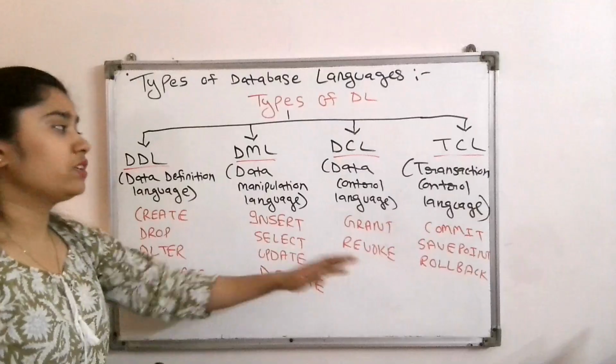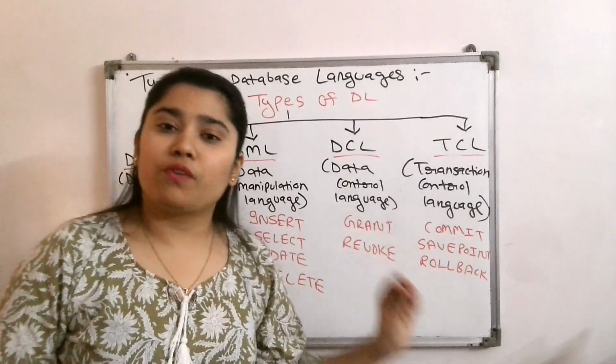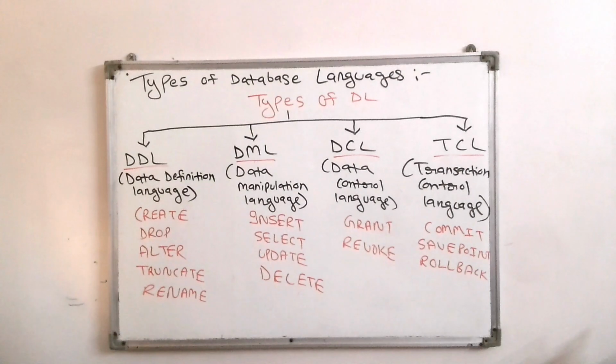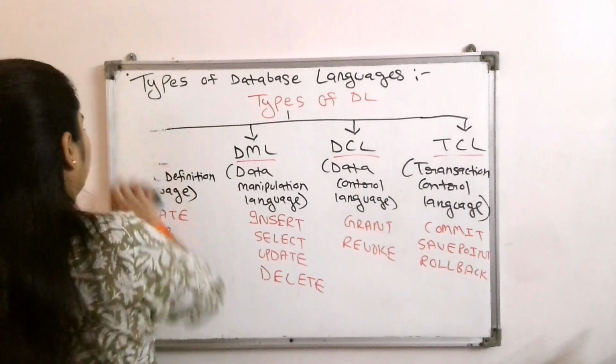Okay, we will understand all these four categories in detail. First of all, if you want to take a screenshot or write it down. Okay, so now let's begin with the types in detail one by one.